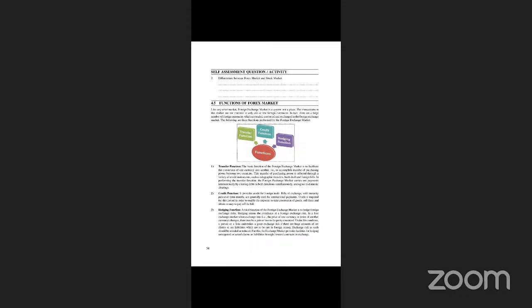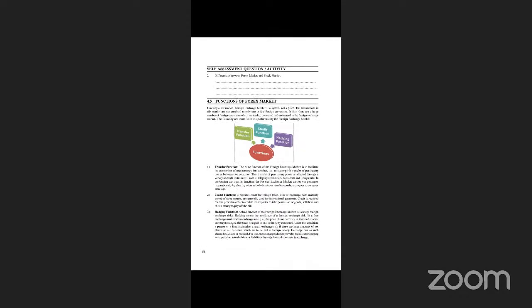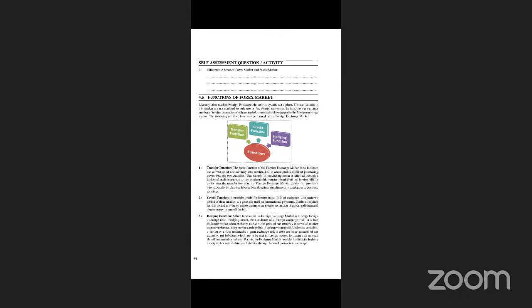Okay. Next, let's move on to understanding the functions of the Forex market. What does it perform? How does it perform? The various functions revolve around three important functions, that is transfer function, credit, and hedging.